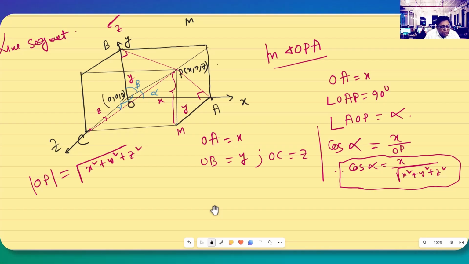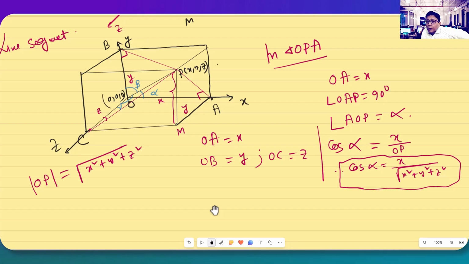Now, the difference between lines in 2D and 3D is that in 2D there is slope of a line, but here there is no concept of slope. Slope was the tangent of the angle made by the line with the x-axis. We need something like that to define a straight line in 3D.